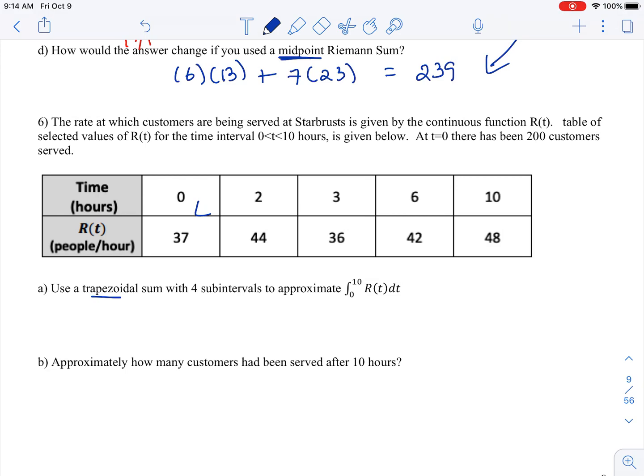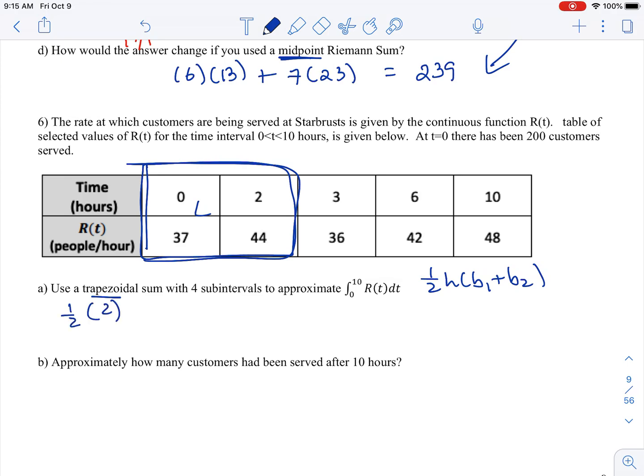So the only thing you need to know is the formula for the area of a trapezoid: 1/2 times the height times the sum of the two bases. So remember, it's just like a rectangle. So there's my first trapezoid. So what's the height? The height is really that width, which is 2. And then your bases are your two y values. So 37 plus 44.